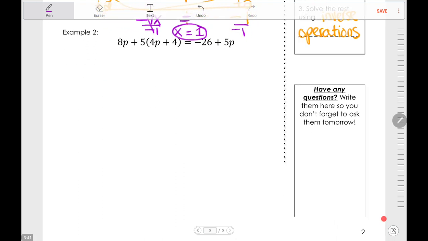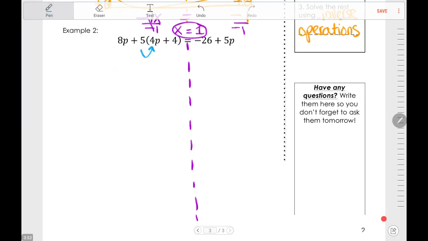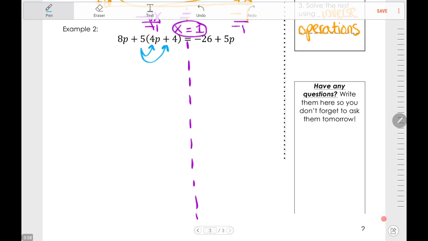All right, example number 2. I'm going to ask you, what are we going to do first? Great, distribute. Now, remember from the last video, I'm only distributing what is touching the parentheses. This 8p is not part of that distribution. So I'm already going to go ahead and just write 8p off to the side because I don't want to confuse myself. And I'm going to go ahead and write -26 plus 5p because that's not part of the distribution. The only thing I'm distributing is the 5 with the 4p and the 5 with the 4.